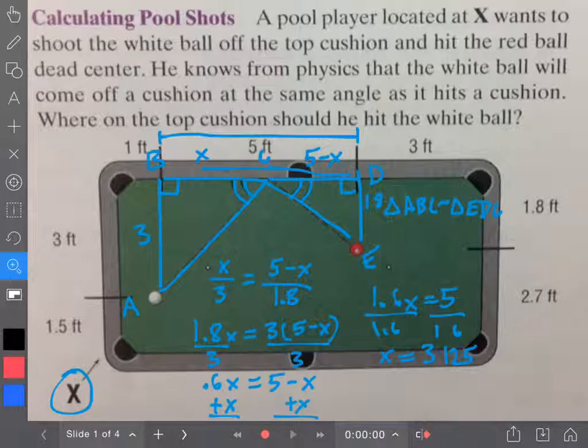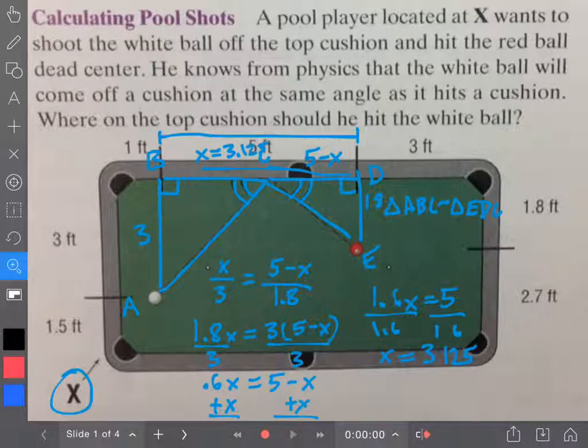Okay, so coming back to my problem, we can now say that this x equals 3.125, and that makes the other side 1.875. Yeah. Cool. So the ratio of 3.125 to 3 is equal to the ratio 1.875 to 1.8.